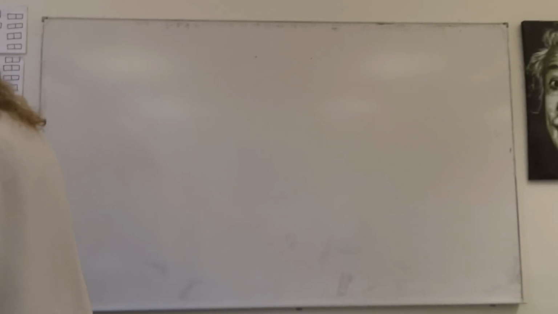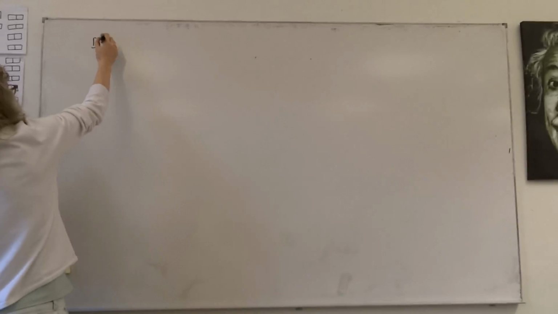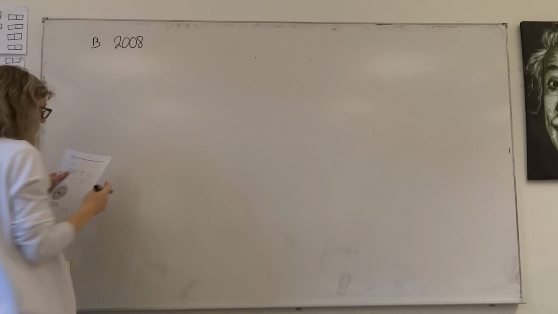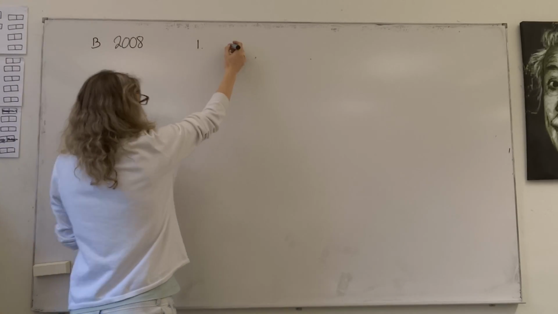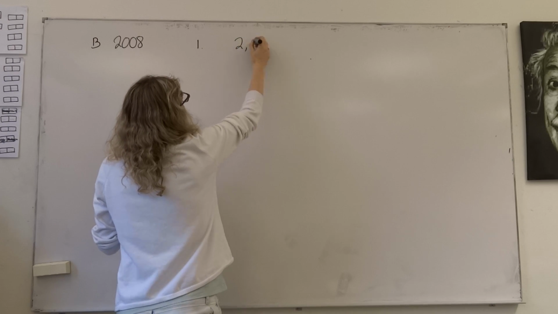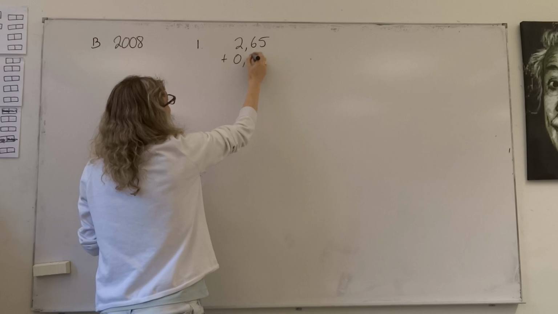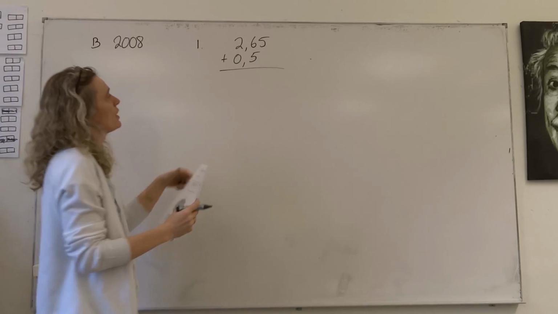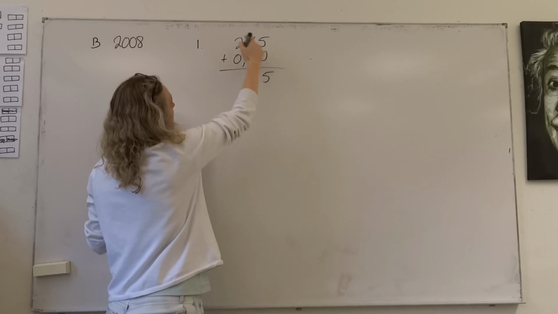Right, so we are doing the B paper from 2008, the simple non-calculator paper. So there can be this sort of simple question on this one, 2.65 plus 0.5. Important thing to make sure that the decimal points are under one another. Here there's actually a 0, so we get 5 and 0, 0.